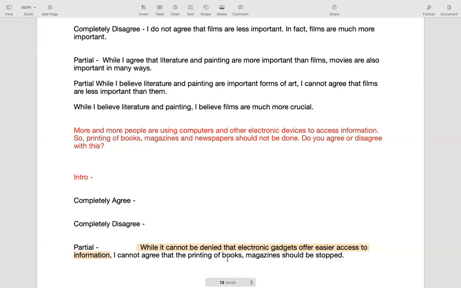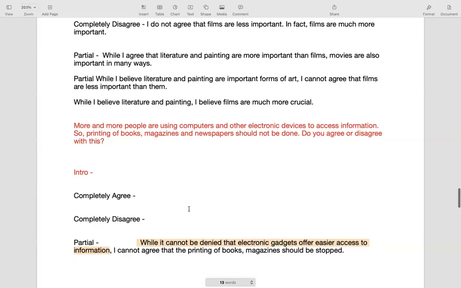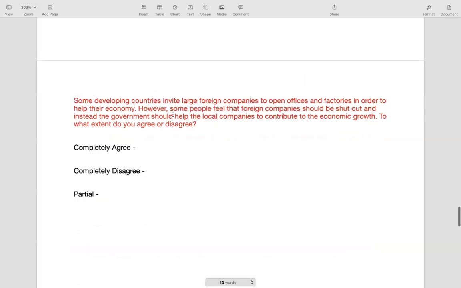Okay. Anyone else? Any doubts till now? The next one is really easy. So we should be done in 10 minutes now, not more than 10 minutes. So I hope this part is also easy. The next part, two sides. Some people feel that foreign companies should be shut out and instead the government should help the local companies.